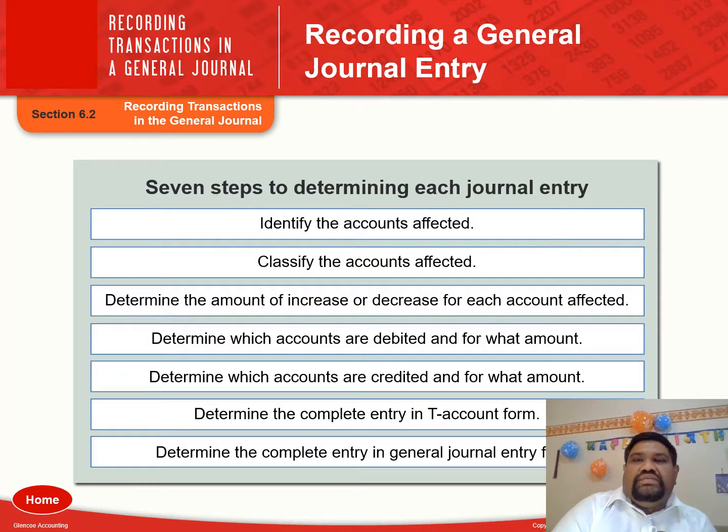Then the 7 steps in determining each journal entry. Identify the accounts affected and classify the accounts. Then determine the amount of increase or decrease of each account and determine whether it is a debit or credit. Then complete the entry in T format, then write it in the journal.